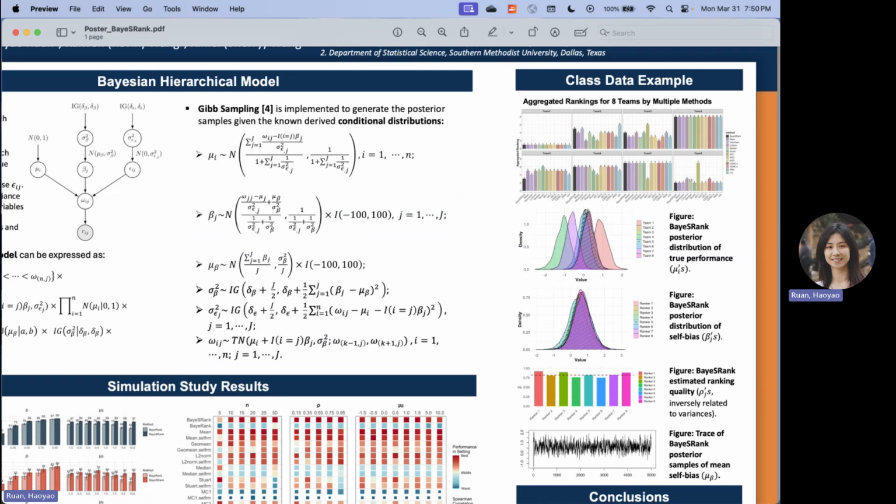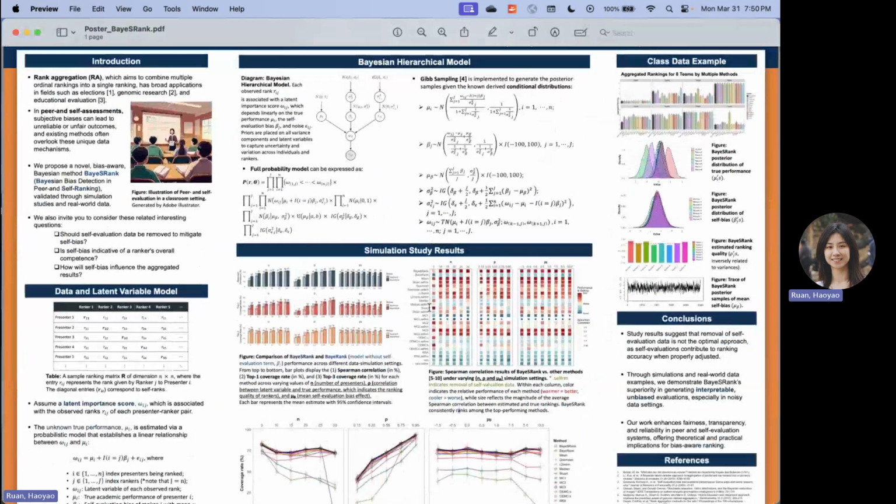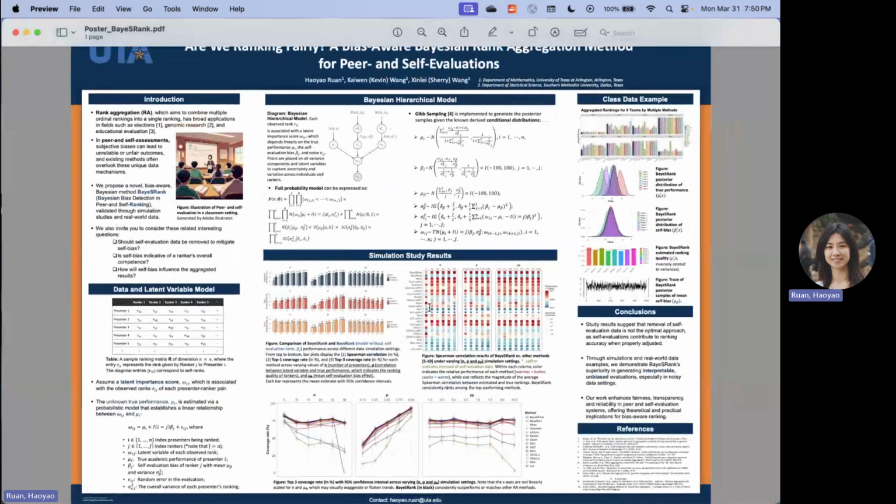To summarize, BaseRank provides an unbiased and interpretable solution, which thus enhances fairness, transparency, and reliability in peer and self-evaluations.